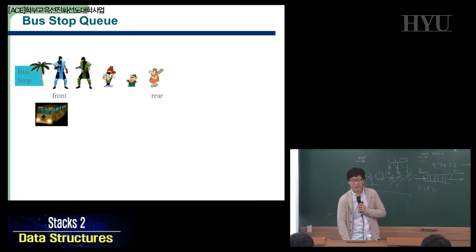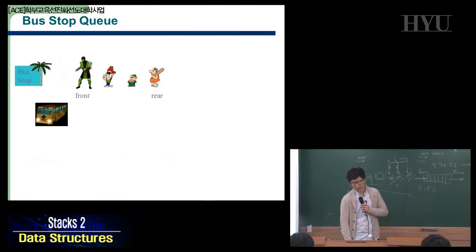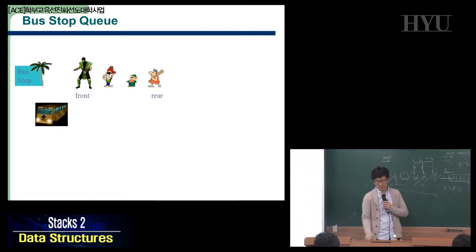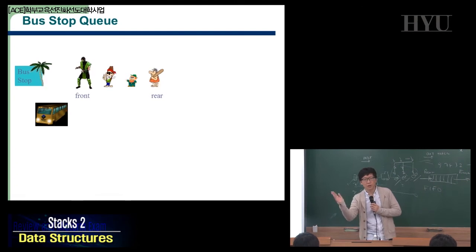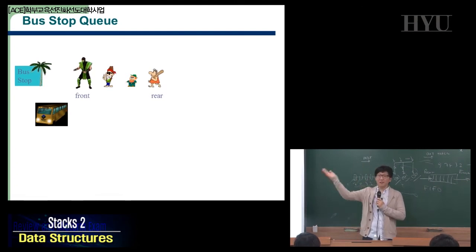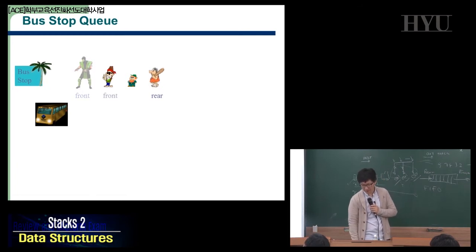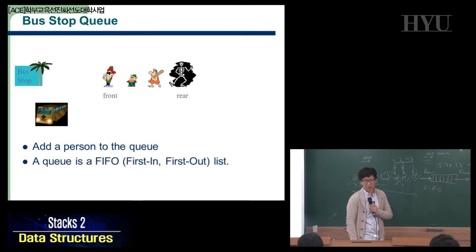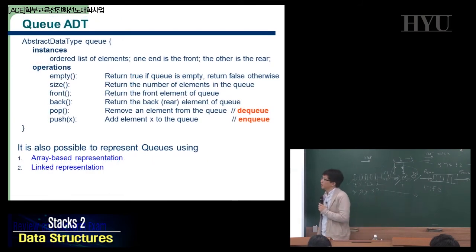So when the bus comes, remove a person from the queue from the front. Front moved. Notice that the front is now moved to the next one. So you can think of it as a pointer. Front pointer is now at the next one. It's like going through a linear list, linked list. Doesn't matter, array or linked list. Front, rear, add a person to the queue. Always you are adding to the back. Queue is FIFO, first in, first out list. Very stupid examples.